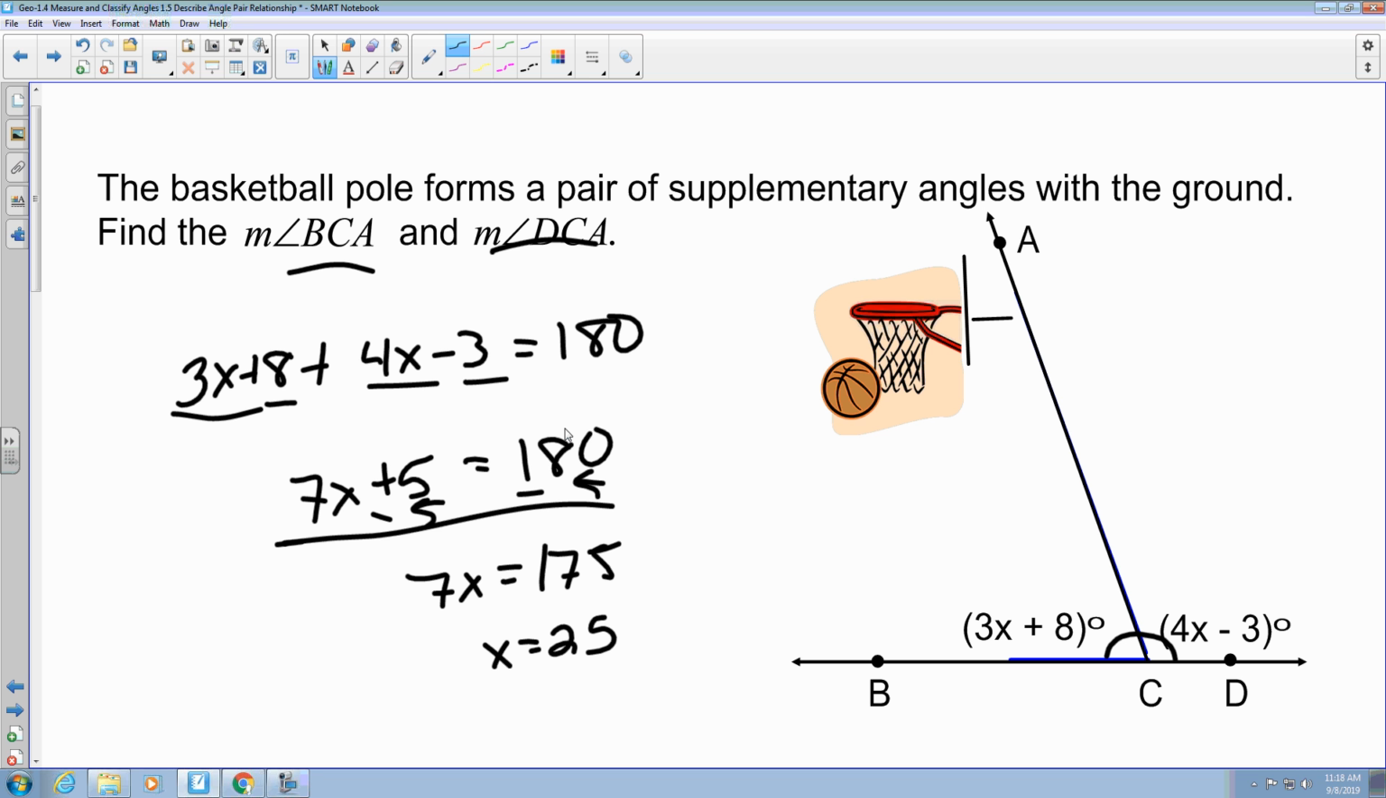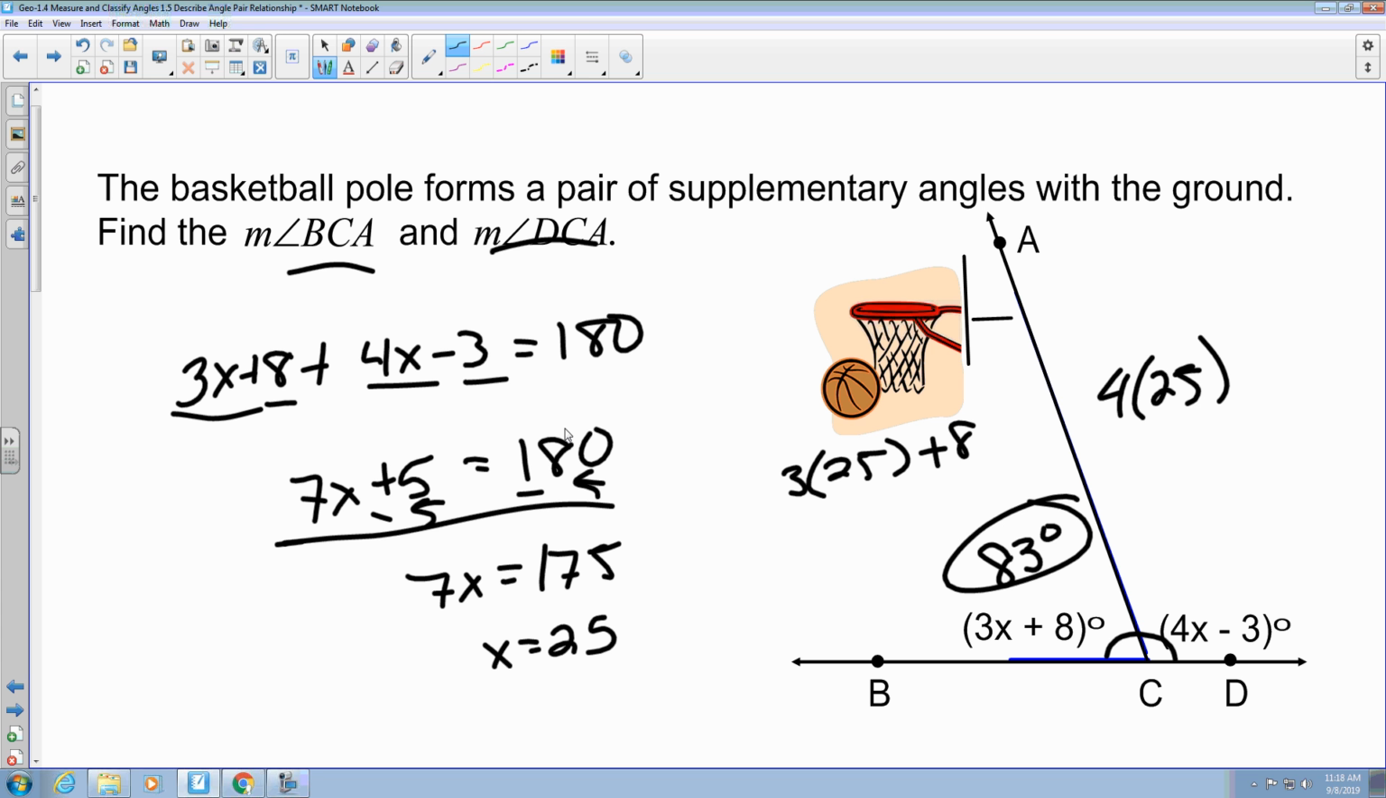of DCA. So I can look over here and say, all right, I got 3 times 25 plus 8. So 3 times 25, 75, plus 8 equals 83. So this is 83 degrees BCA. And I can go 4 times 25, write that down, minus 3, and 4 times 25 is 100. Subtract that by 3 is 97. So I got 97 degrees here.